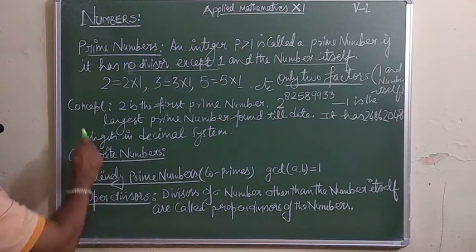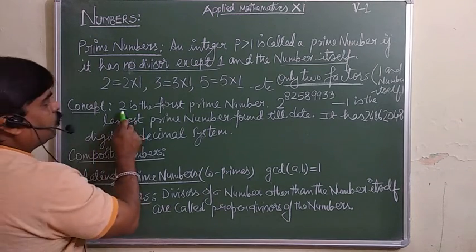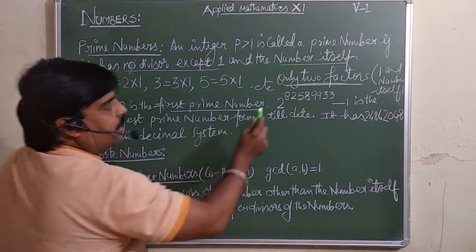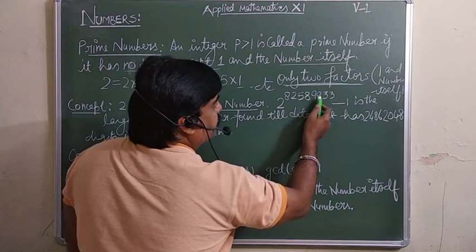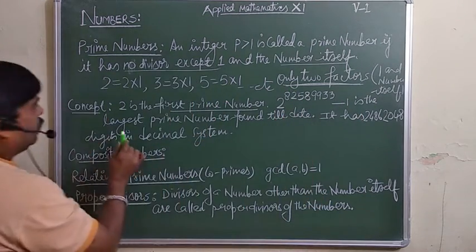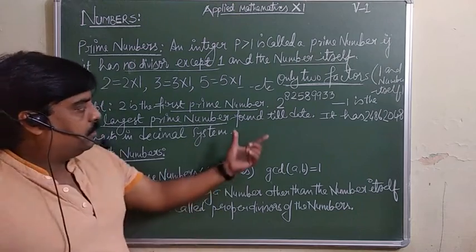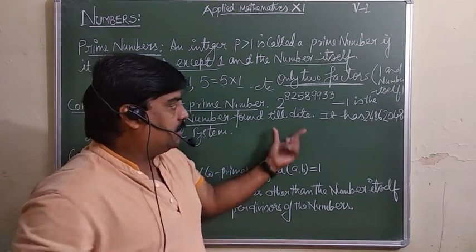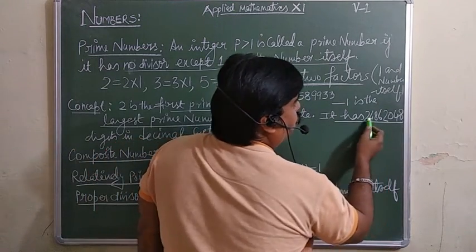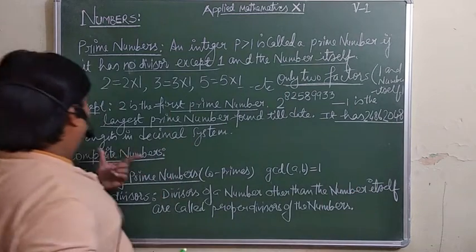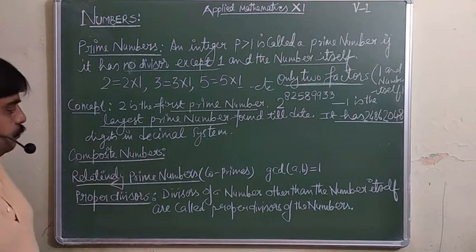2 is the first prime number, and 2 raised to a very large power minus 1 is the largest prime number found till now, and it has a very large number of digits in the decimal system.